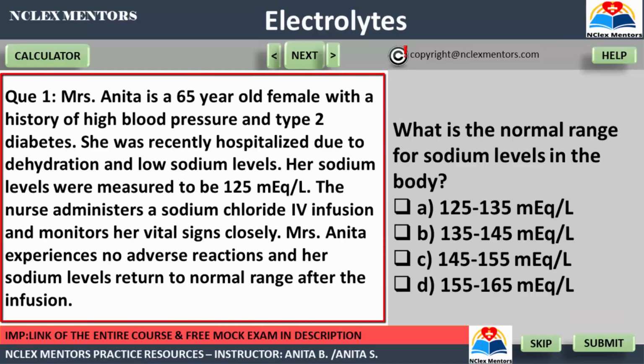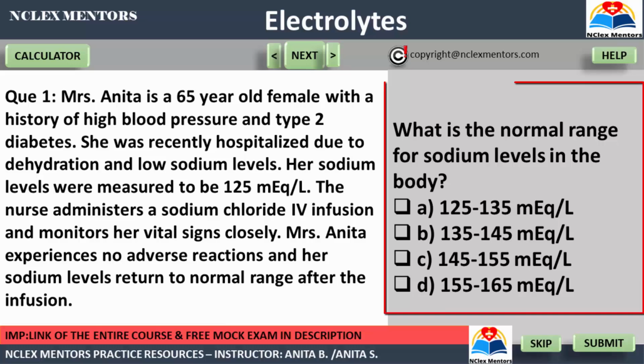Mrs. Anita is a 65-year-old female with a history of high blood pressure and type 2 diabetes. She was recently hospitalized due to dehydration and low sodium levels. Her sodium levels were measured to be 125 milliequivalent per liter. The nurse administers a sodium chloride IV infusion and monitors her vital signs closely. Mrs. Anita experiences no adverse reactions and her sodium levels return to normal range after the infusion. What is the normal range for sodium levels in the body?